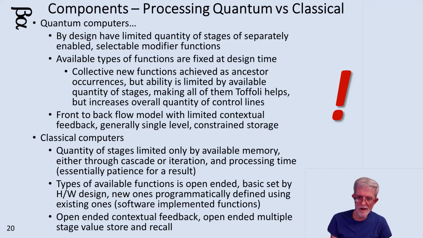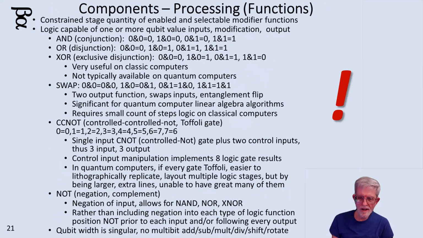Once Toffoli gates run out of new and different things to do, it's time to go back and design it again. So what kind of processing functions would you typically find in a quantum computer? I'm not going to go through all of these individually. I'll just mention you have the normal Boolean logic kinds of things.